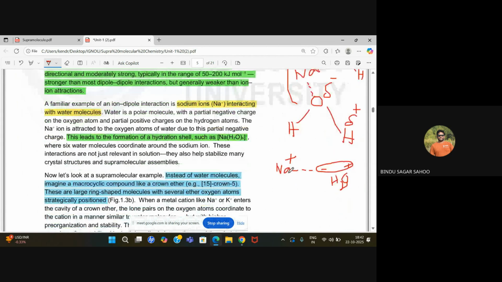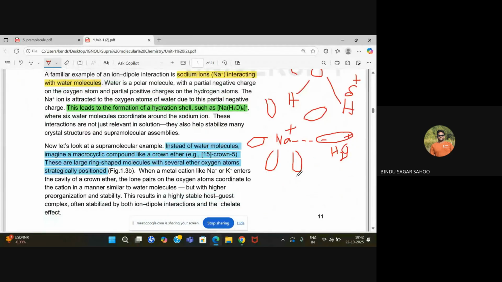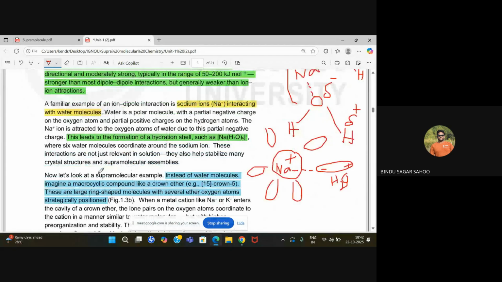Okay. So if you surround it by 6 water molecules, it will form a hydration cell, or a hydration sphere. If you surround 6 water molecules around a Na plus ion, it will form a hydration sphere around the Na plus ion. Here you can read also: this leads to the formation of a hydration cell such as Na(water)6 plus, just like the structure.